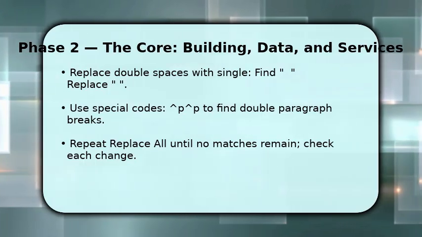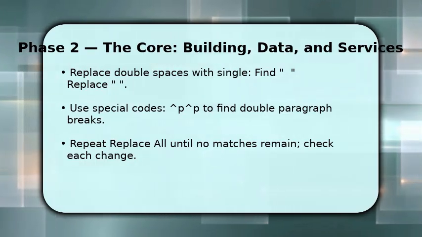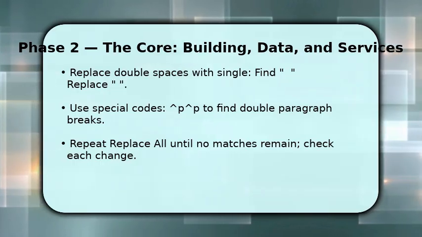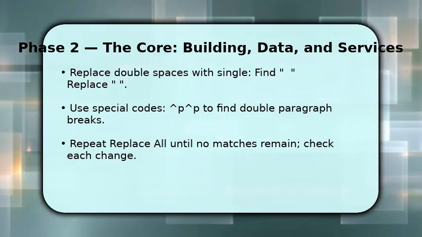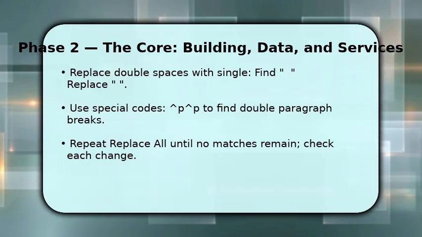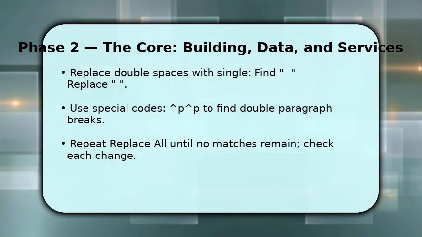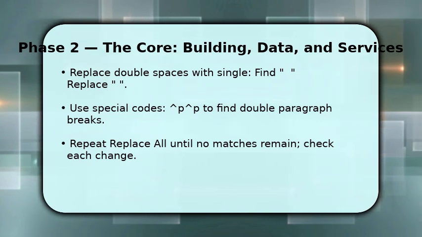Make sure to inspect results, because replacing paragraph marks can merge lines you intended to keep. If you see unexpected joins, use undo immediately, then adjust the find pattern. This step trims repeated blank characters efficiently.